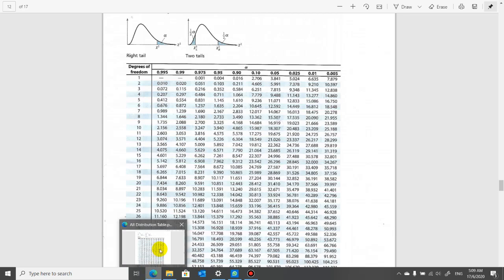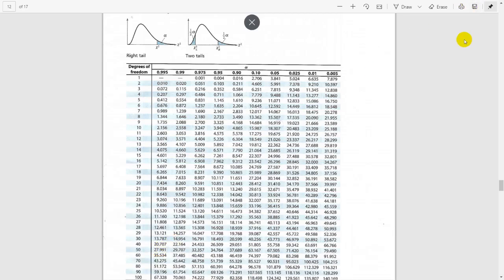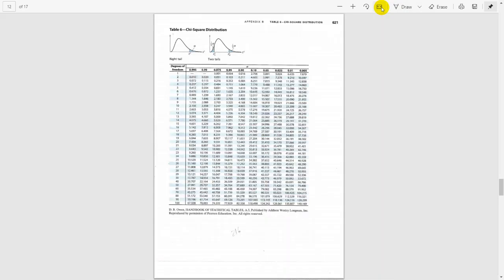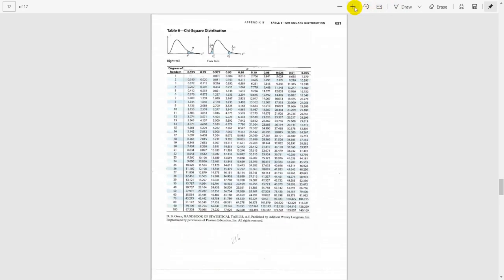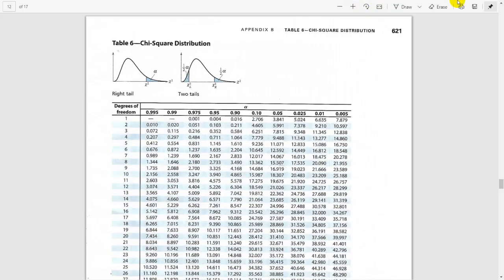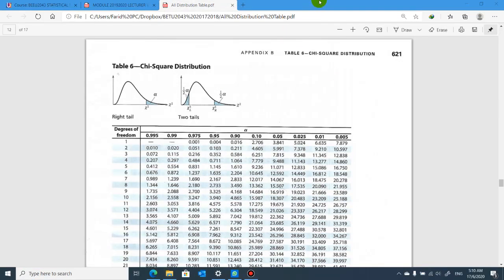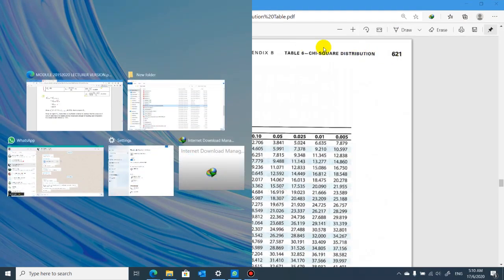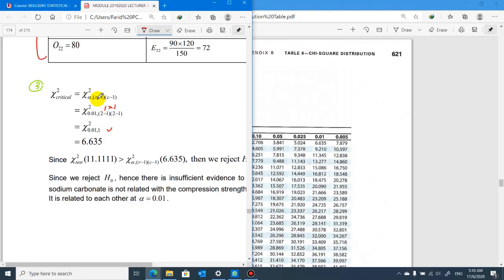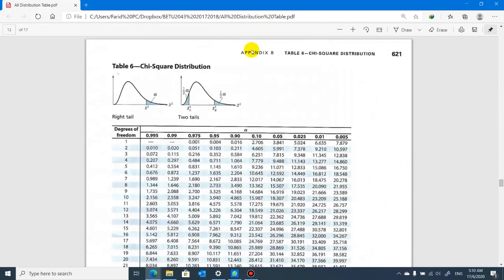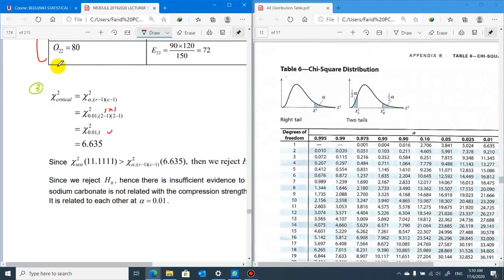Saya buka balik yang tadi. Cuma saya nak sikit. Sorry. Okay, saya terpaksa keluarkan dan saya continue lah. Alright, so saya nak letak dia sebelah-sebelah supaya nampak.